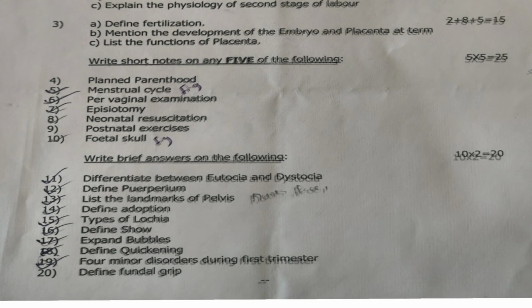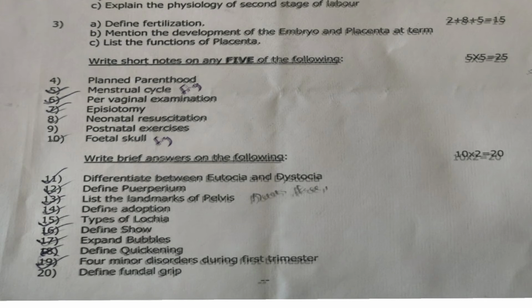Fourth question, Planned Parenthood. Fifth question, menstrual cycle. Sixth question, per vaginal examination. Seventh question, episiotomy. Eighth question, neonatal resuscitation. Ninth question, postnatal exercises. Tenth question, fetal skull. So this is for short notes. They have given 7, so you have 2 choices. Only 5 you have to answer. So 5 into 5 is equal to 25 marks.